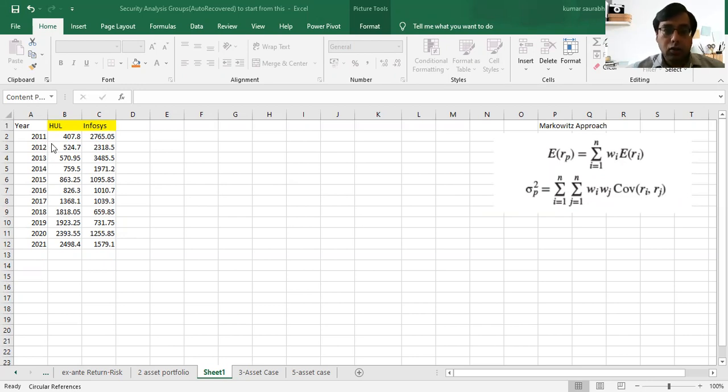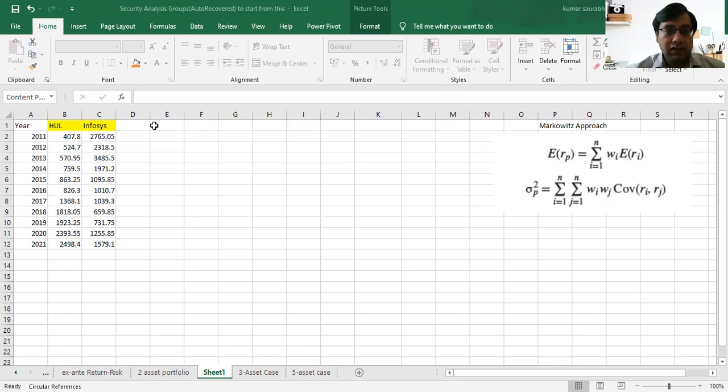I have gathered closing prices of HUL and Infosys from 2011 to 2021. On that basis, first I will determine the risk and return of each of the stocks, and then I will explain if we are forming a portfolio of these two securities at different weights invested in each of the securities, what will be my return and risk of that particular portfolio. For this, I have used Markowitz formula for return and risk calculation, which is visible on your screen towards your right.